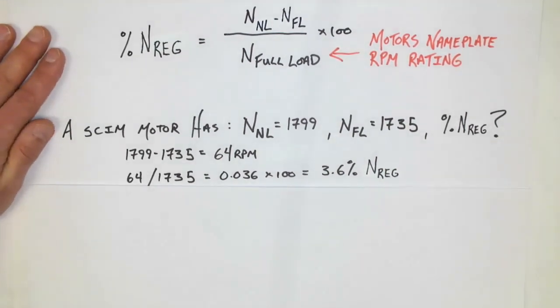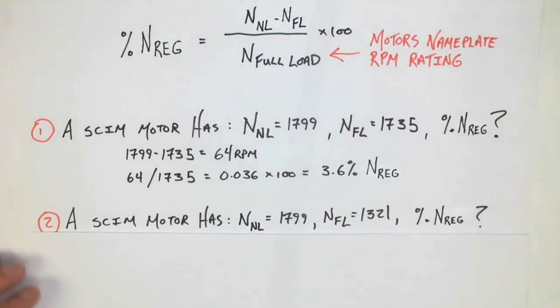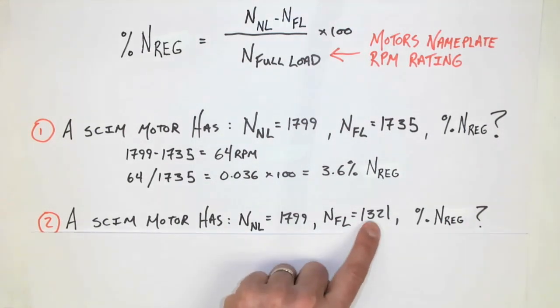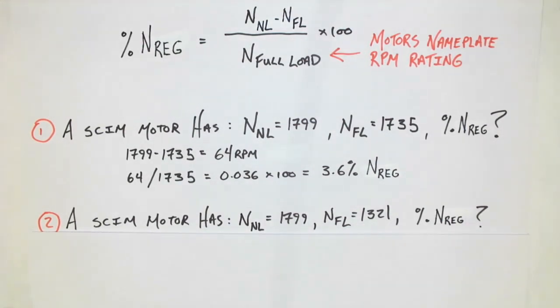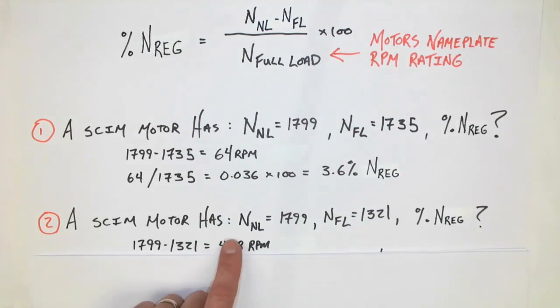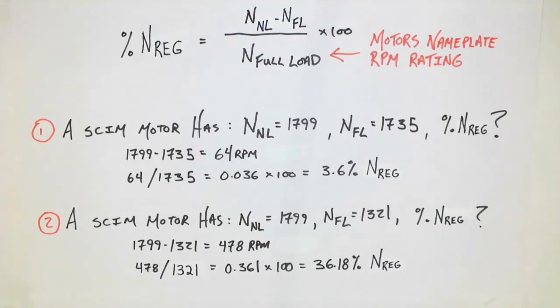Let's look at the second example. That was the crappy motor, and the crappy motor had a no load speed of 1799, but then a full load speed of 1321. What is the percent speed regulation? Well, in this situation, when we subtract the two, we end up with 478 RPM as the difference between the two speed values. And when we stick it into our equation, 478 divided by 1321, well, 0.361 times 100, 36.18%. This is considered very poor speed regulation.